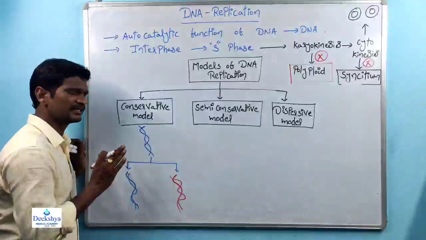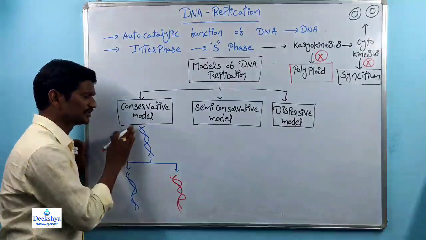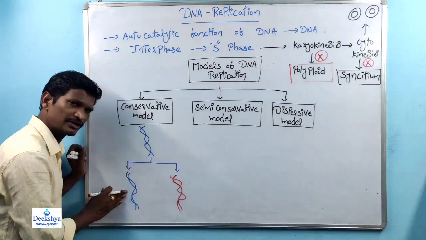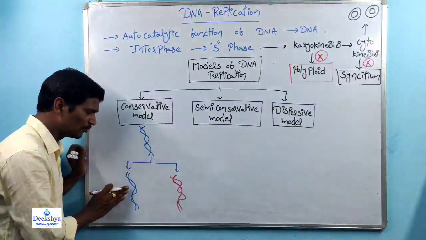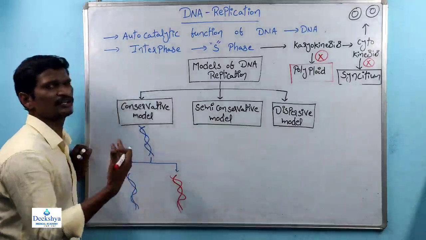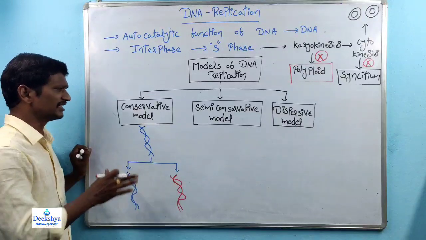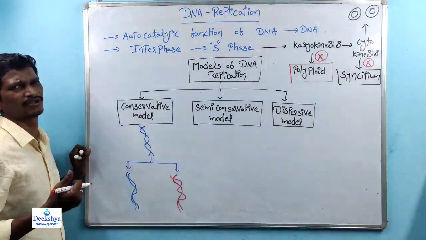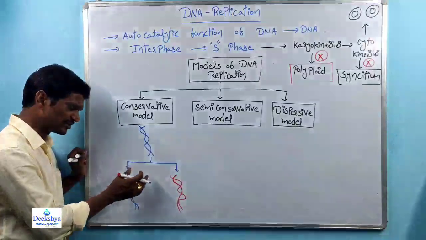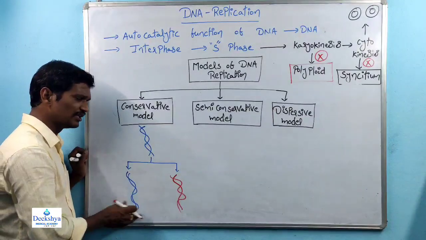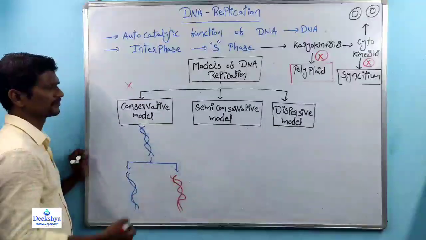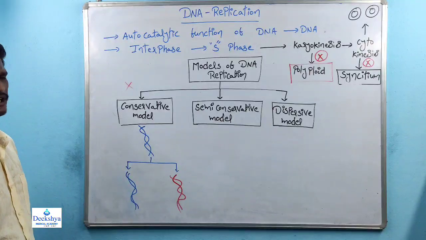Remember, all of you, what I am telling here. According to the conservative model, this is the parental DNA. After the DNA replication process, the complete parental DNA enters one daughter cell, and the newly synthesized DNA enters the other daughter cell. This model is called the conservative model. The parental DNA is conserved, separated, and enters one daughter cell. So this is the failure model. The conservative model is the failure model.